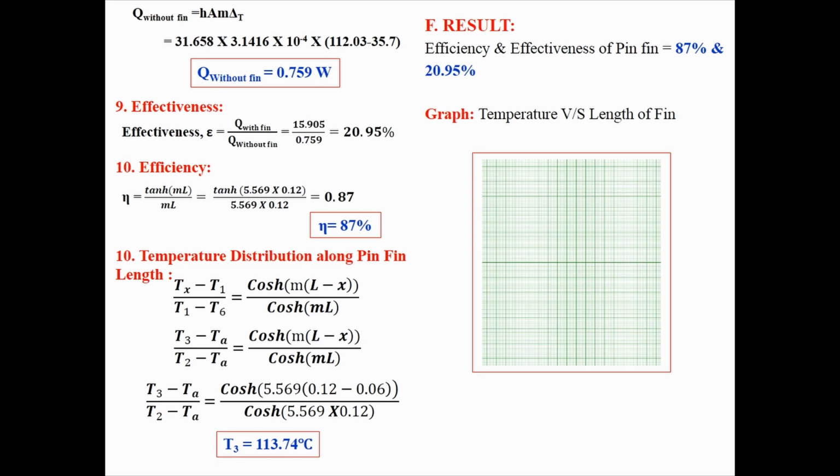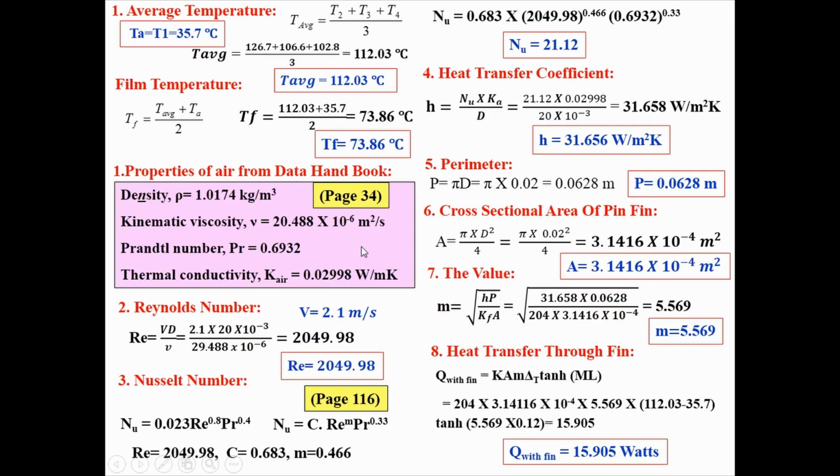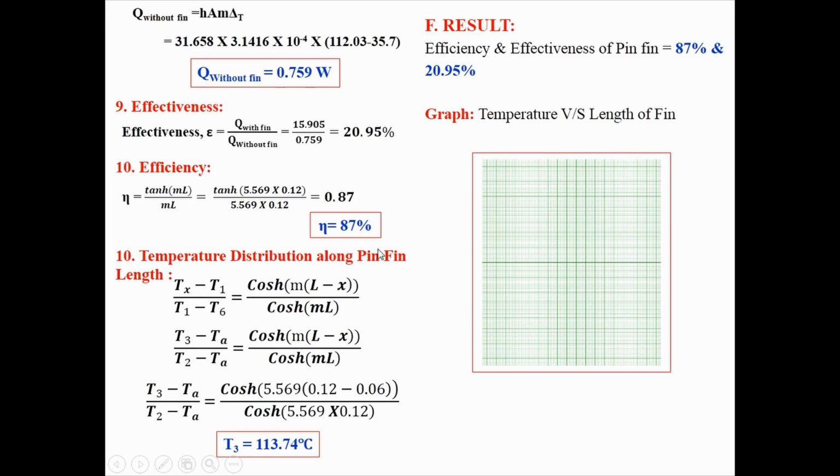Once that is over, you can easily calculate the effectiveness, because effectiveness is the ratio of heat transfer with fin to the heat transfer without fin. Heat transfer with fin is 15.905, whereas heat transfer without fin is 0.759 watt. Divide it, 15.905 divided by 0.759, and it becomes 20.95. The effectiveness of the fin is 20.95.